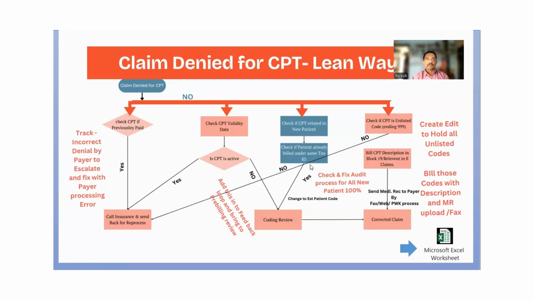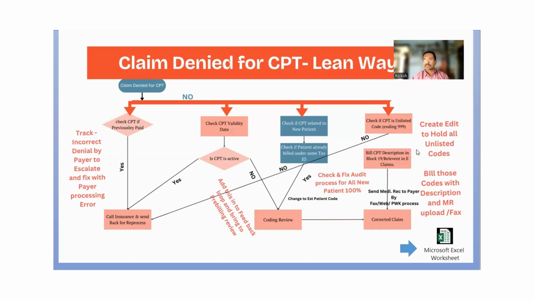I'll repeat again. First, track the incorrect denial, then take a global action and escalate this to the payer. That is very, very important. Unless you escalate, your problem is not going to be solved. Whenever you get any inactive code, you take a report and add it into your pre-billing audit review so that you can stop this in the charge itself. And for CPT related to new patient, if your practice has this kind of denial, make sure your team does a 100% audit before the charge goes out.